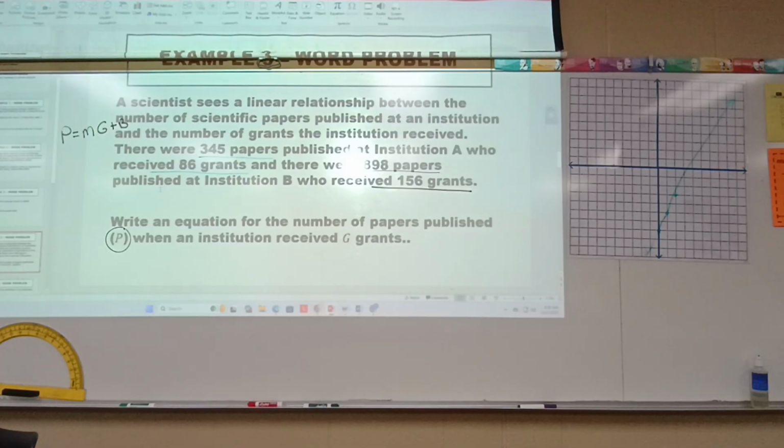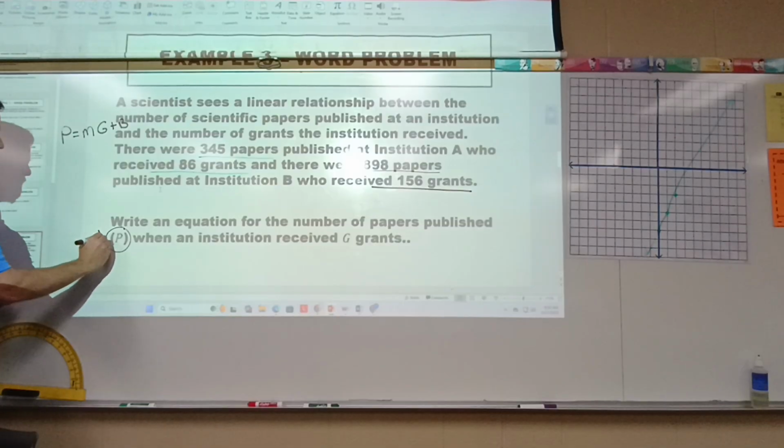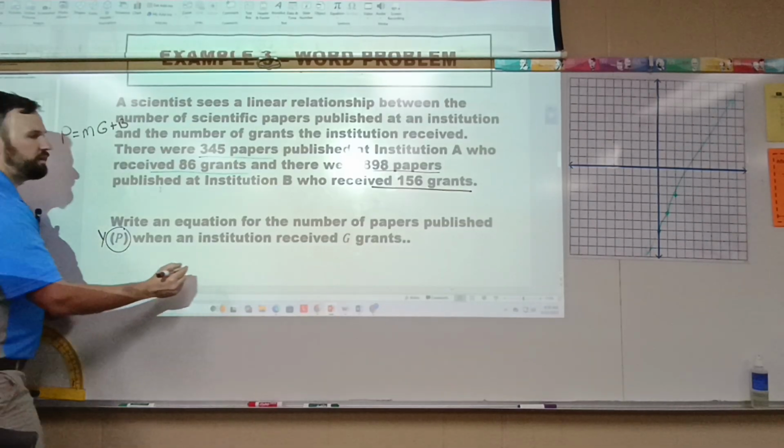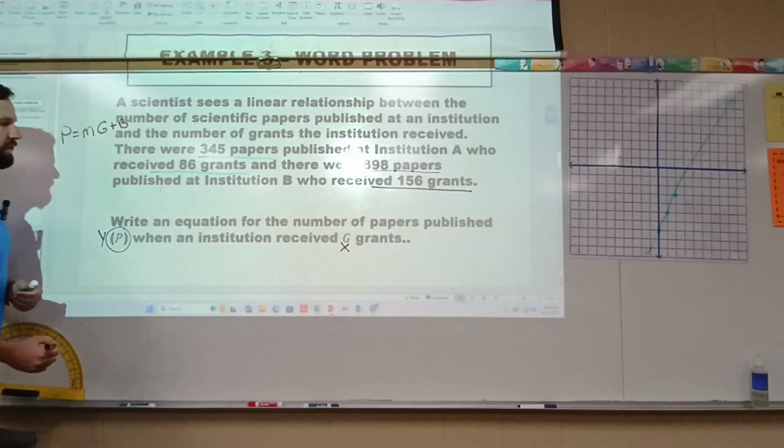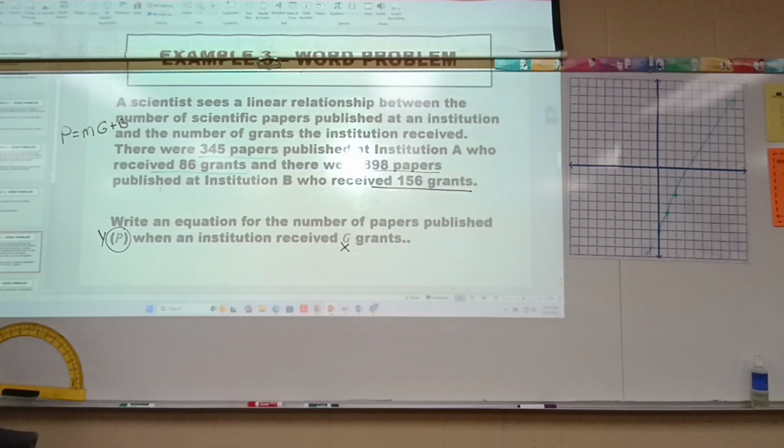The years one's easy. Whenever you're dealing with time, time is your x, and then whatever you're looking at is going to be y. When you're dealing with story problems like this, it's hard to determine what you want x to be and what you want y to be. Since they say number of papers published is what they want to figure out, that's going to be my y. So think about papers as y and grants as x. Okay? Sound good?